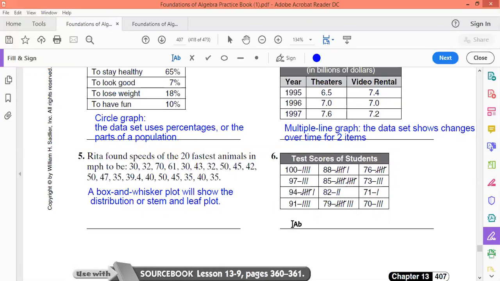Next one. Here in this data, it shows a frequency, and when it shows a frequency, it means we can use a histogram. You can say that a histogram will show the range of data.